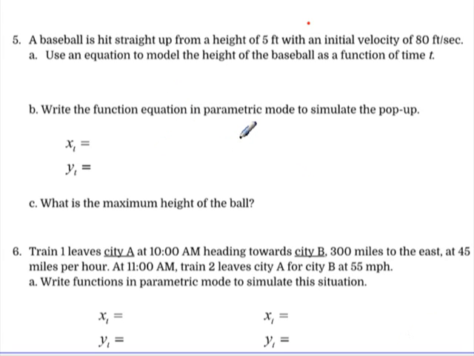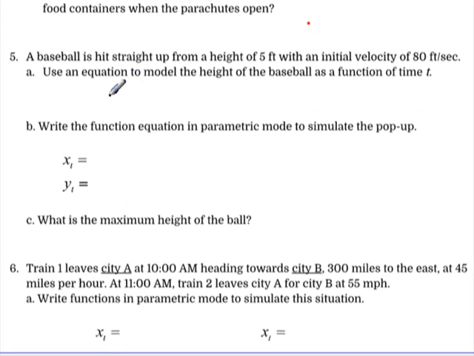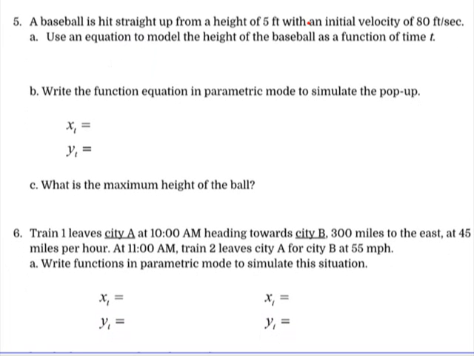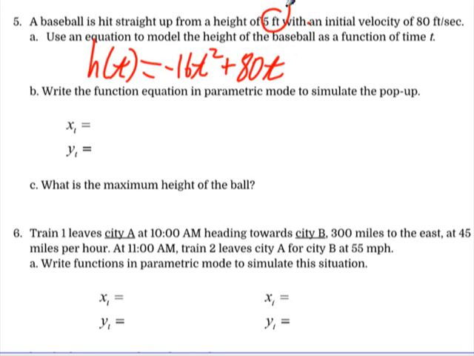Alright, so this first problem says a baseball is hit straight up in the air from a height of 5 feet, with an initial velocity of 80 feet per second. So first we're going to use an equation to model the ball as a function of time. So the height as a function of time is going to be, it's feet per second, so that's negative 16t squared. Initial velocity is 80, so that's plus 80t. Initial height of 5, so plus 5.